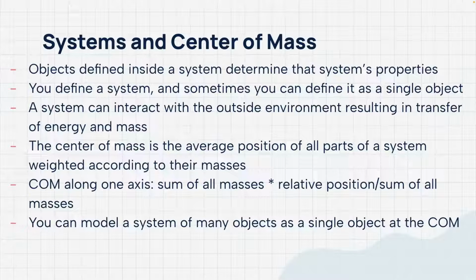The center of mass along one axis will be the sum of all the masses multiplied by the relative position. So think of each mass on a line, each mass times the relative position, each mass times the relative position, multiply all of them. Add all of the multiplied values up and divide that by the sum of all masses. That would be the position or the location of the center of mass. It's sort of the weighted average of all the masses based on their positions. You can also model the system of many objects and just treat it as a single object at the center of mass.